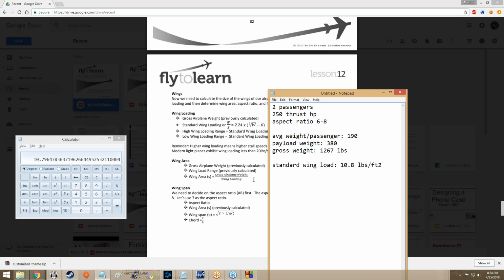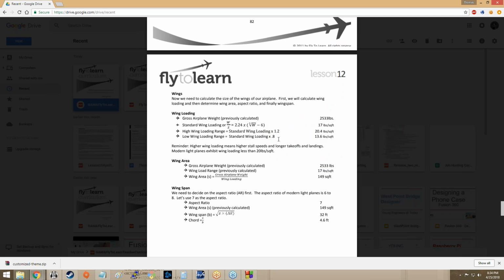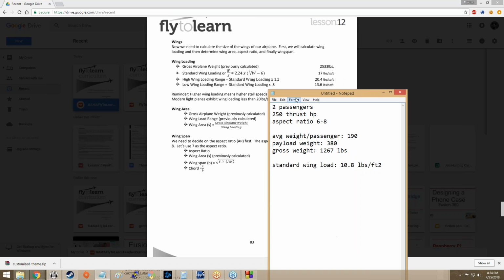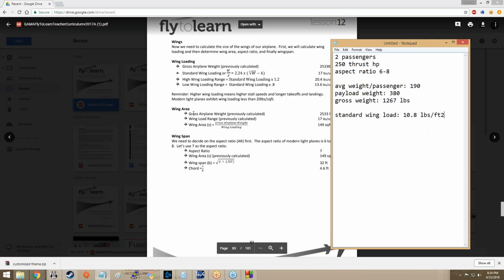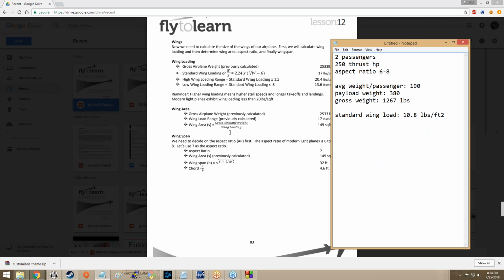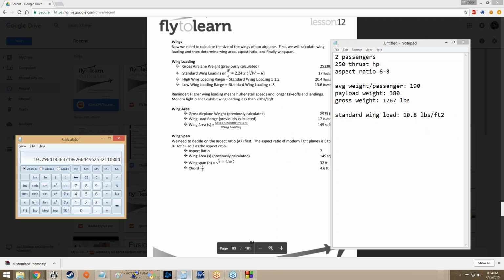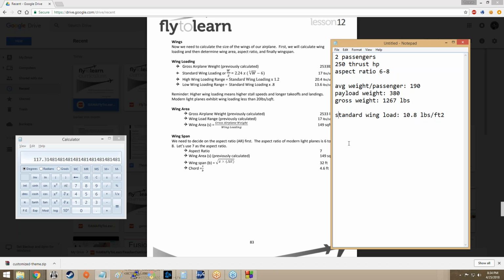We don't really need to calculate the high or low wing loading range just because we don't care. So we've got the wing area by calculating the gross airplane weight divided by the wing loading, and we'll keep it on standard. So 1267 divided by 10.8 gives us a wing area of 117.3 square feet. Cool, we're getting somewhere. So now we want an aspect ratio between 6 to 8. Why don't we keep it at 7? We'll just split the difference, make it easy.